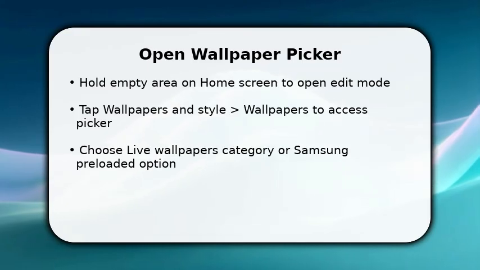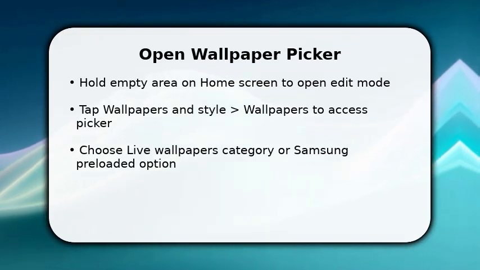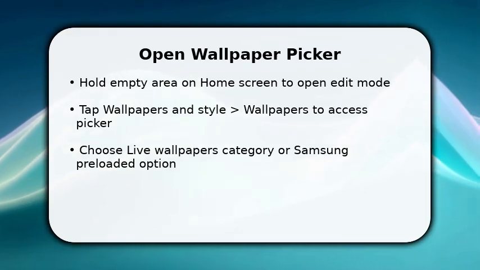Enjoy the video. You start by holding an empty spot on your Samsung home screen until edit mode appears. This opens the wallpaper controls immediately. Once done, tap Wallpapers and Style, then Wallpapers to open the system picker.